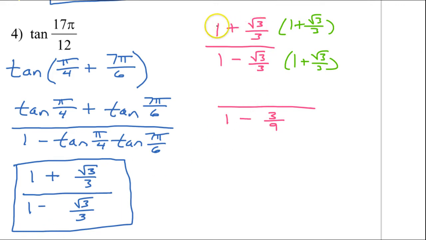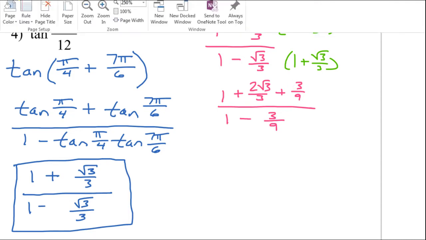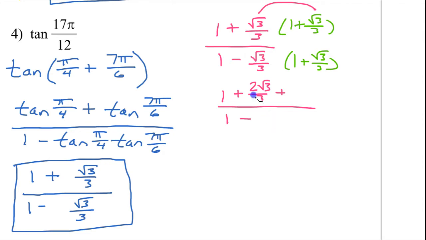Meanwhile, in the numerator, if I multiply these together, I'm going to get, let's see, 1. Then inner, I've got radical 3 over 3. Outer, I've got another radical 3 over 3. So that's 2 radical 3 over 3. And then in the end, when I multiply these together, again, I'm going to get 3 over 9. This time it's going to be positive 3 over 9. Okay, now of course 3 over 9 reduces down to 1/3. So I think I'll just go ahead and erase the 3 over 9s and put 1/3.